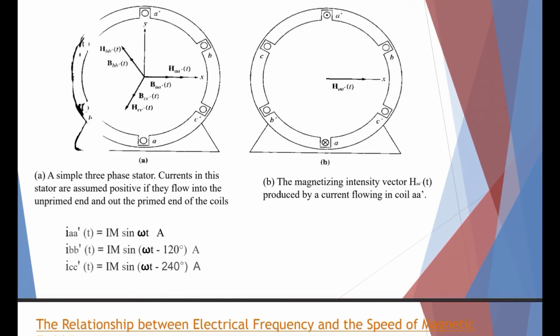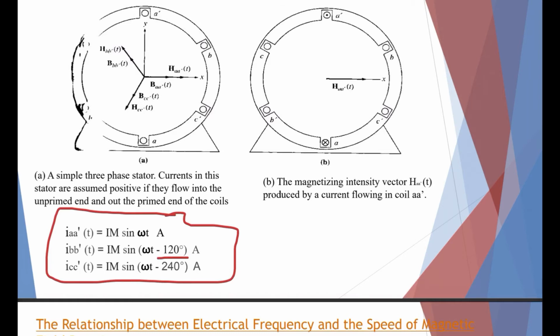So as I can see here, we have the magnitude of the three currents: I_AA equals I_M sine omega t, in amperes, then minus 120, then minus 240. So each current is apart from the others by 120 degrees.